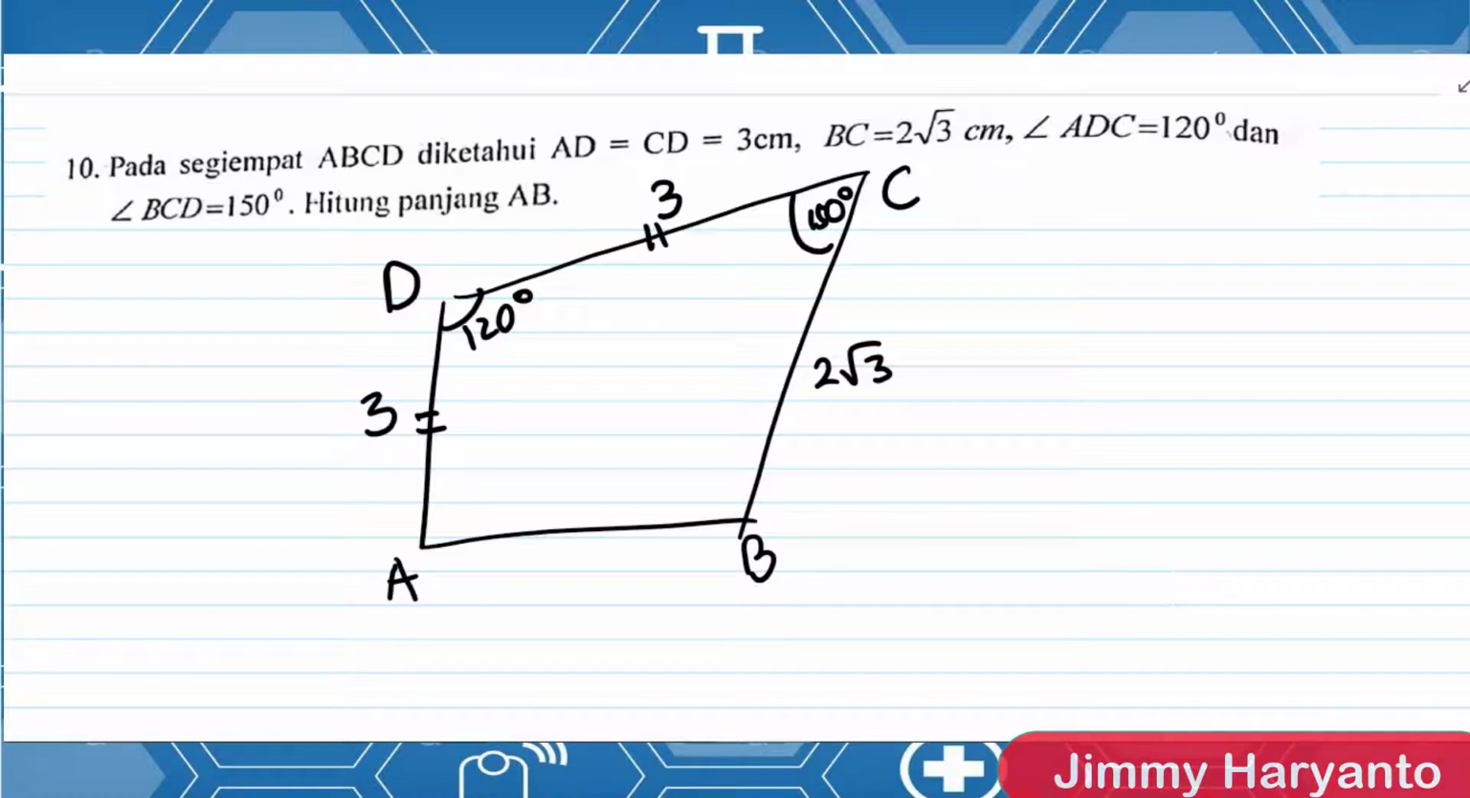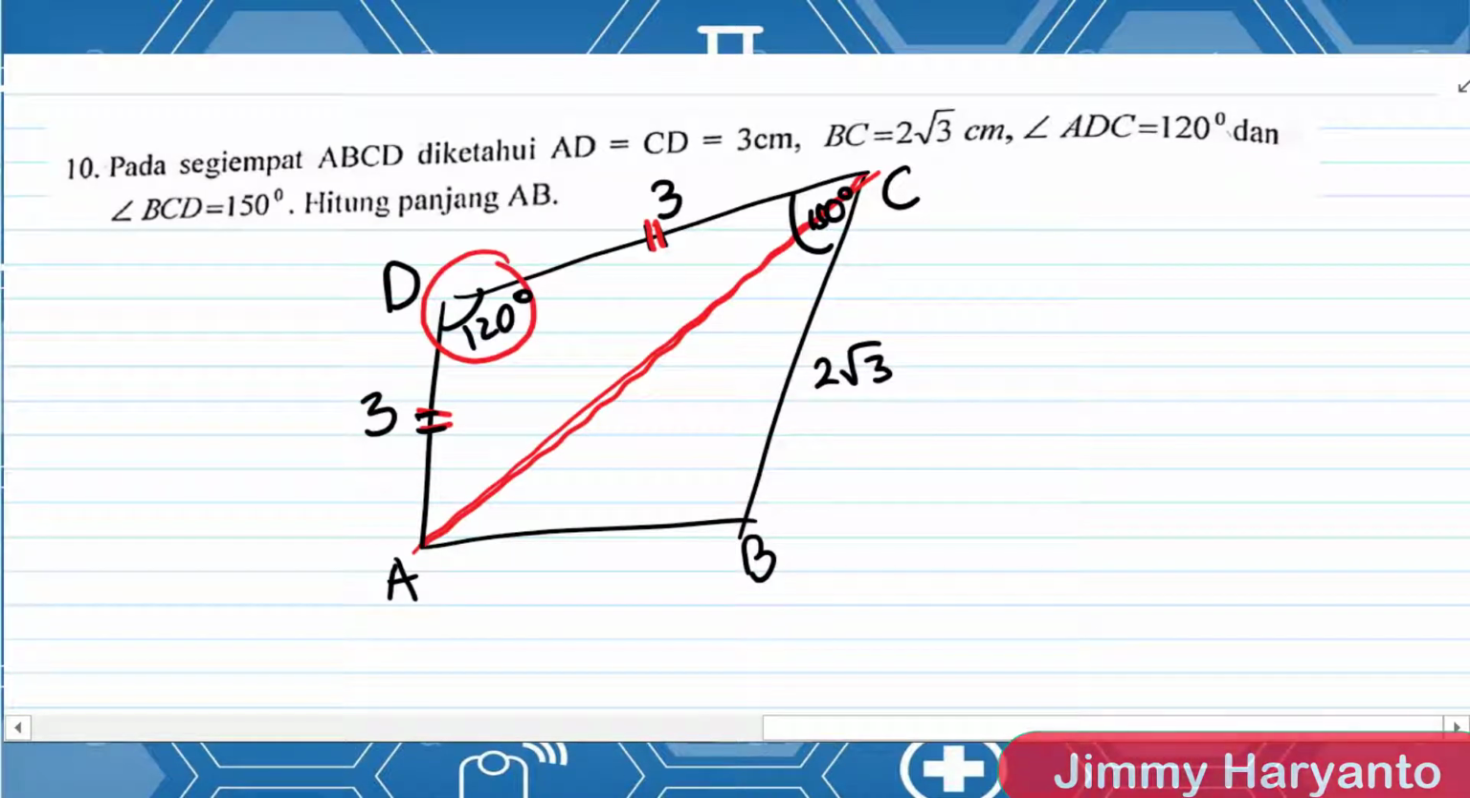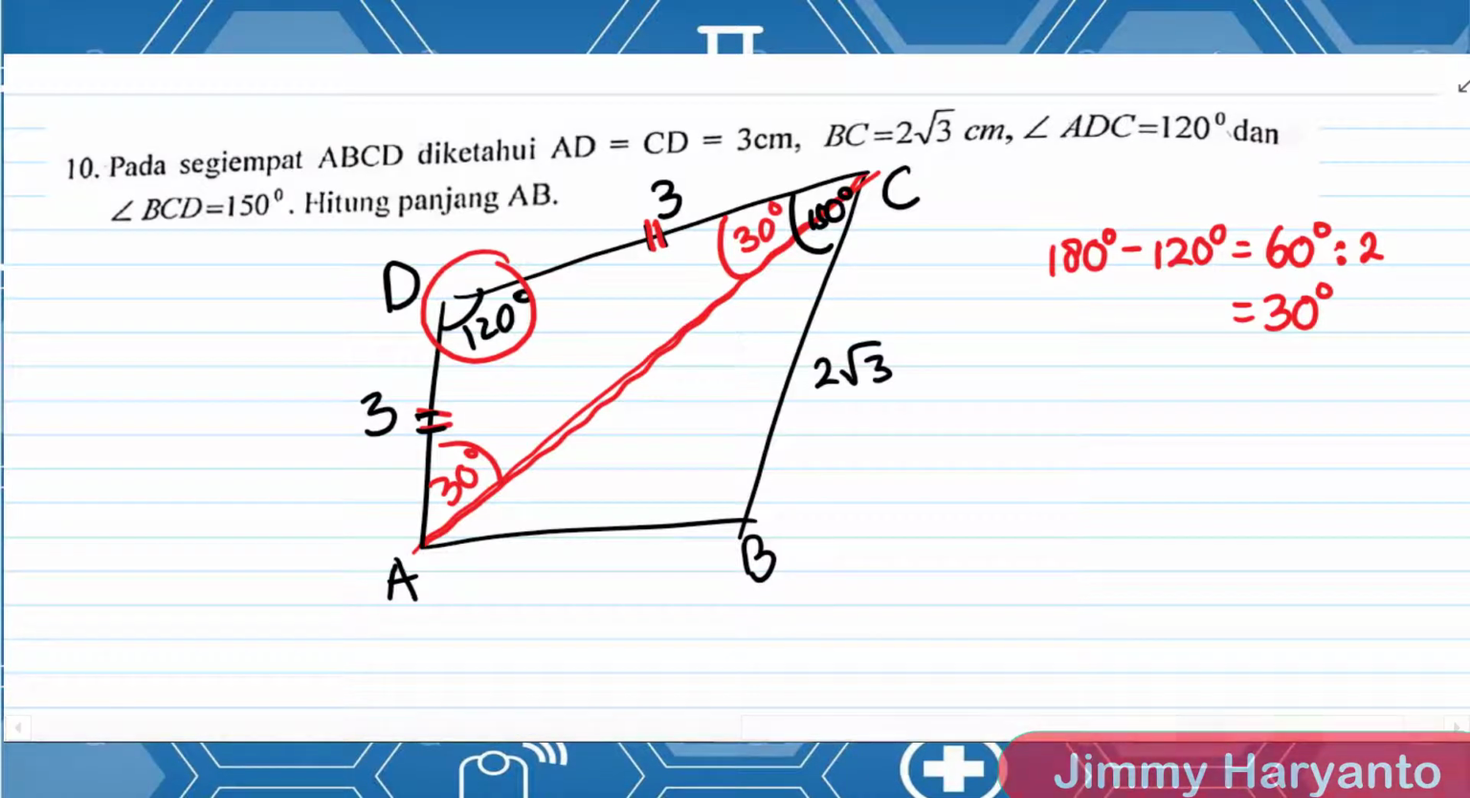To find AB, I want to separate the quadrilateral like this. If I separate them like that, then I will have this isosceles triangle. Isosceles means equal legs. This one is 120 degrees. I will calculate 180 minus 120 equals to 60 degrees. Because it's isosceles, I can divide this 60 degrees into two parts of 30 degrees. So this one will be 30 degrees and this one also 30 degrees. Therefore, I will get this angle 120 degrees.